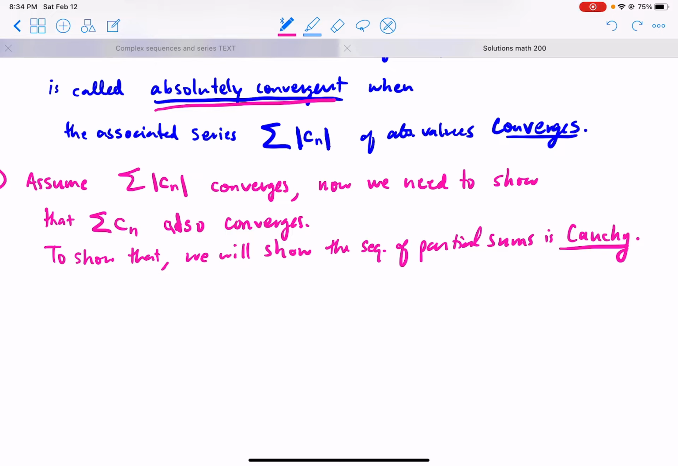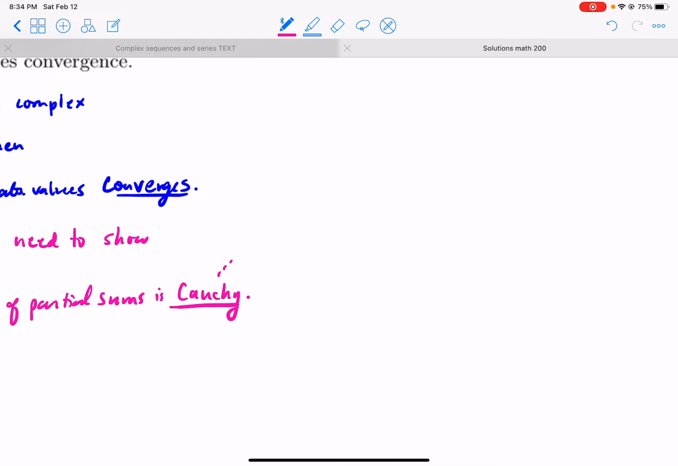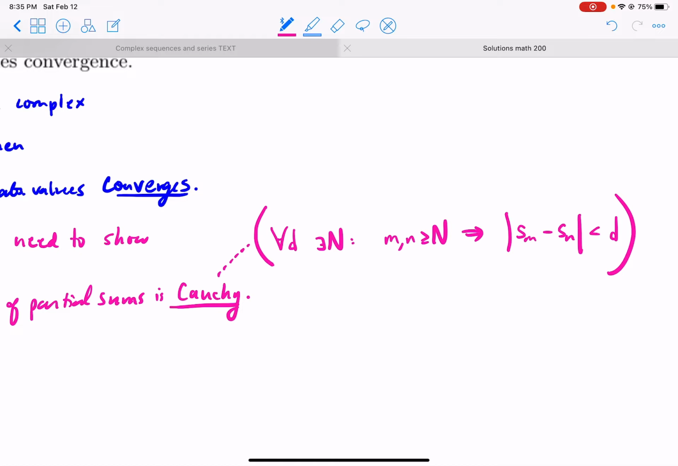Well, anyway, let's look at the sequence of partial sums. Let's say that S sub m is C1 plus all the way up to Cm. Okay, that's the partial sums. And a sequence is Cauchy if, let's just remember this, for all d, there exists an n such that any pair past n implies that this is less than d. This was the definition of Cauchy.